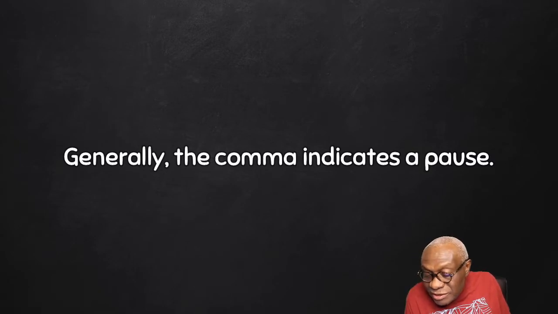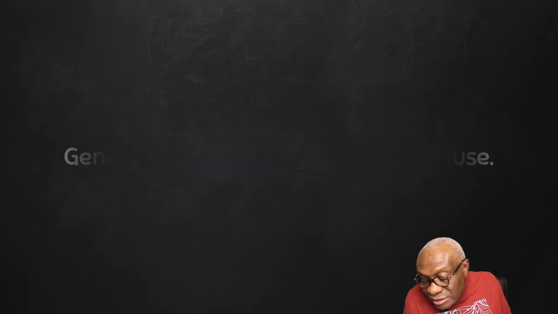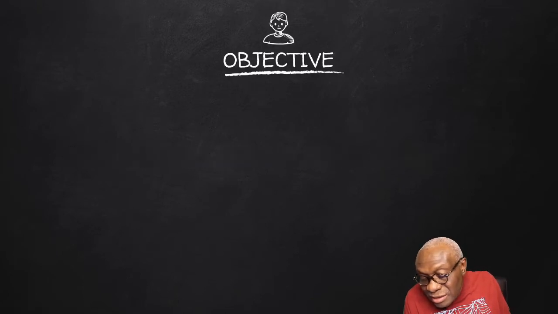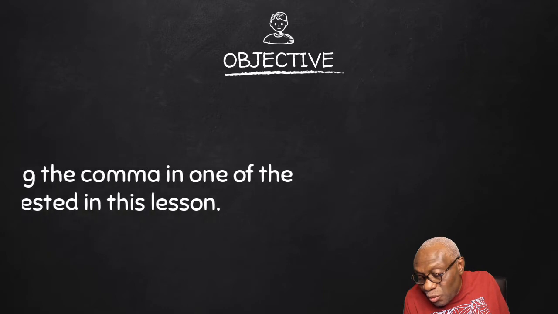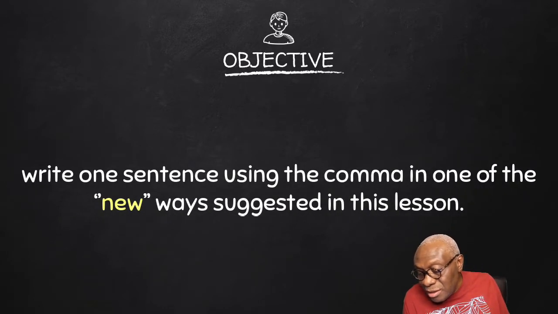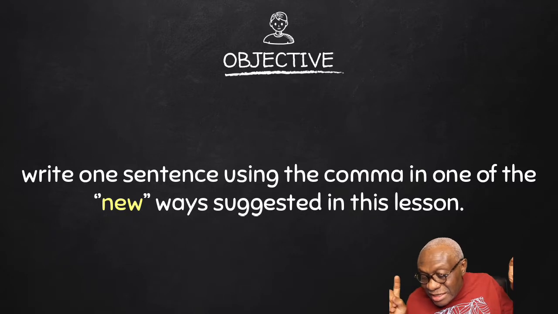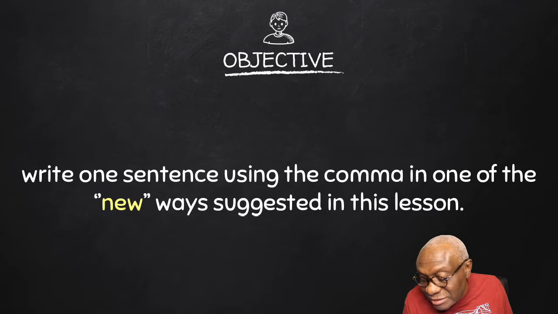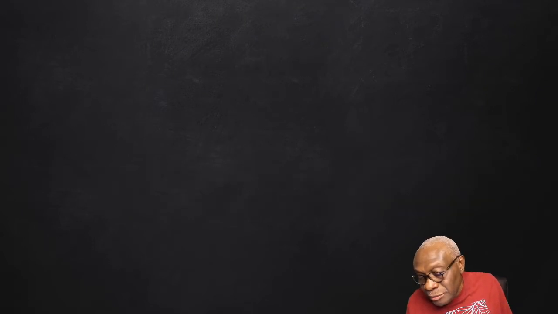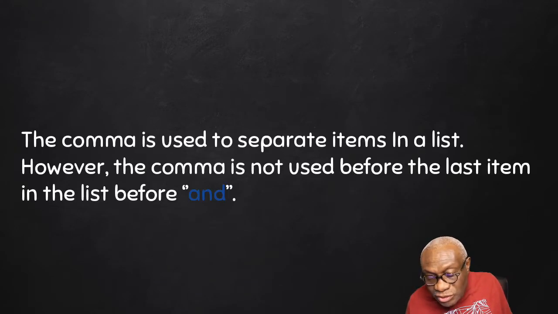The objective of today's lesson is that by the end of the lesson, we would be able to write one sentence using the comma in one of the new ways suggested. I say new because new is relative. Some of you might find something new which others do not find new. Now, I've said already that the comma indicates a pause, generally speaking.